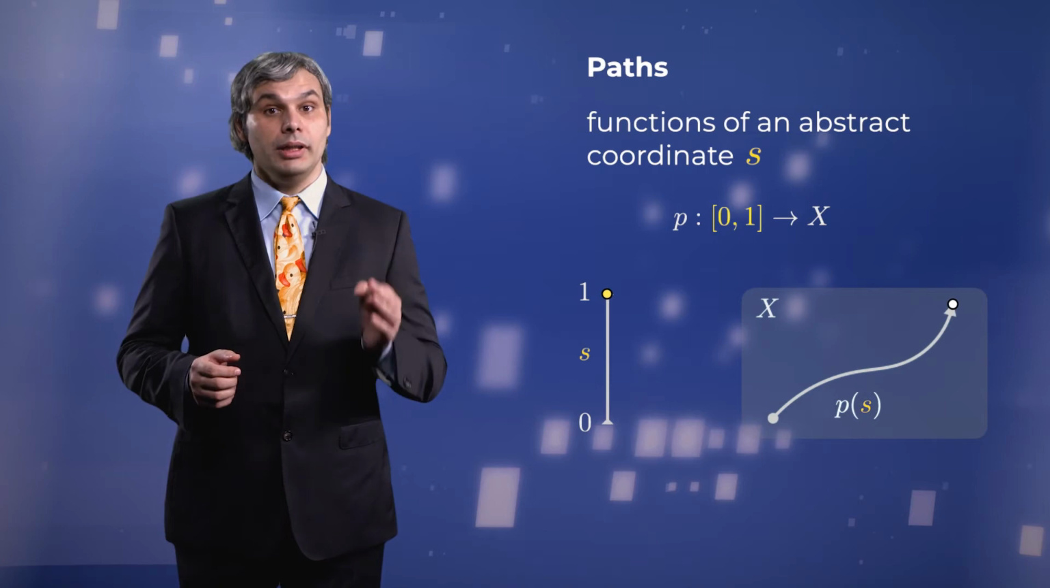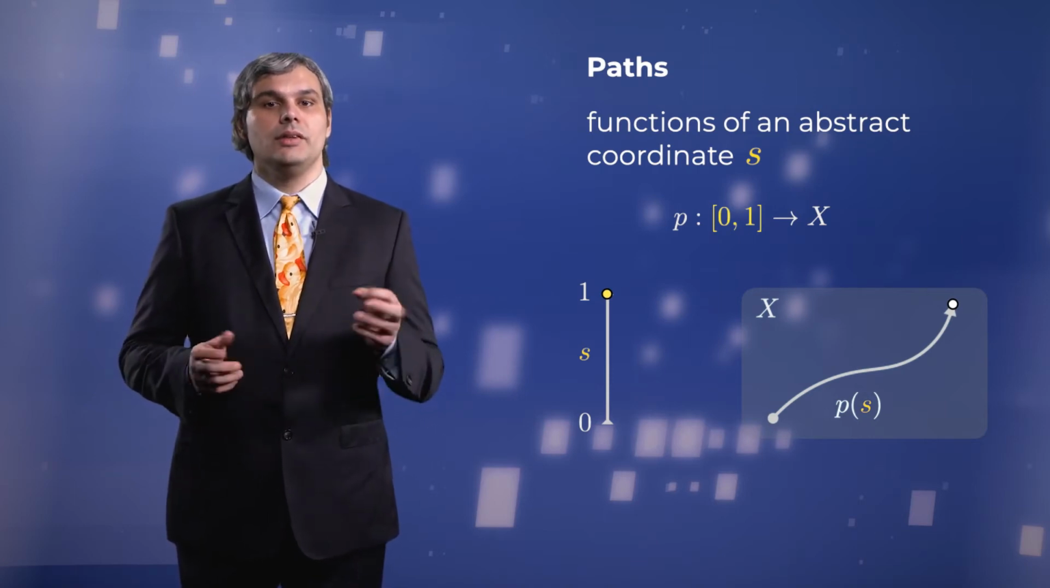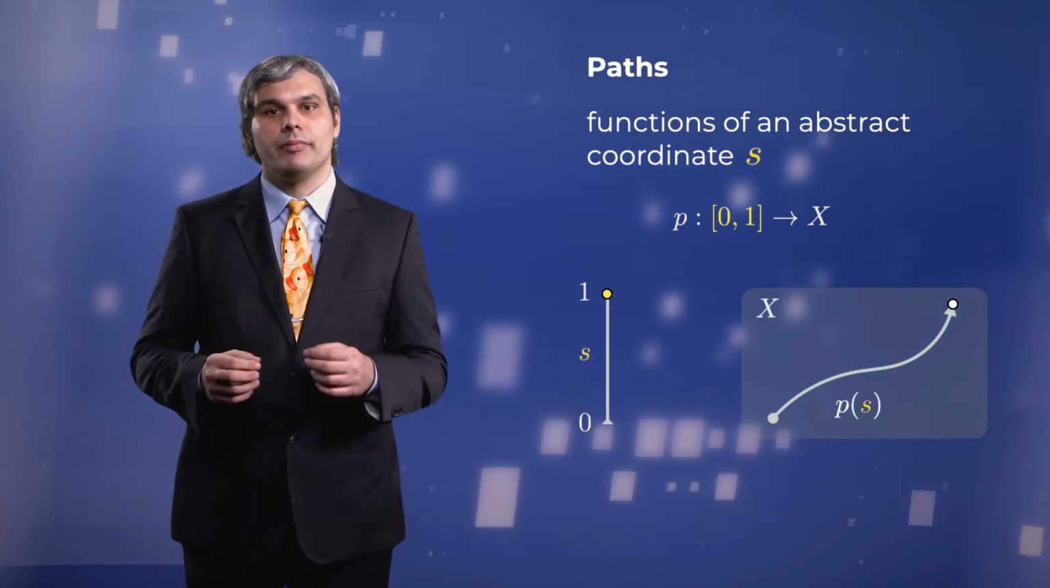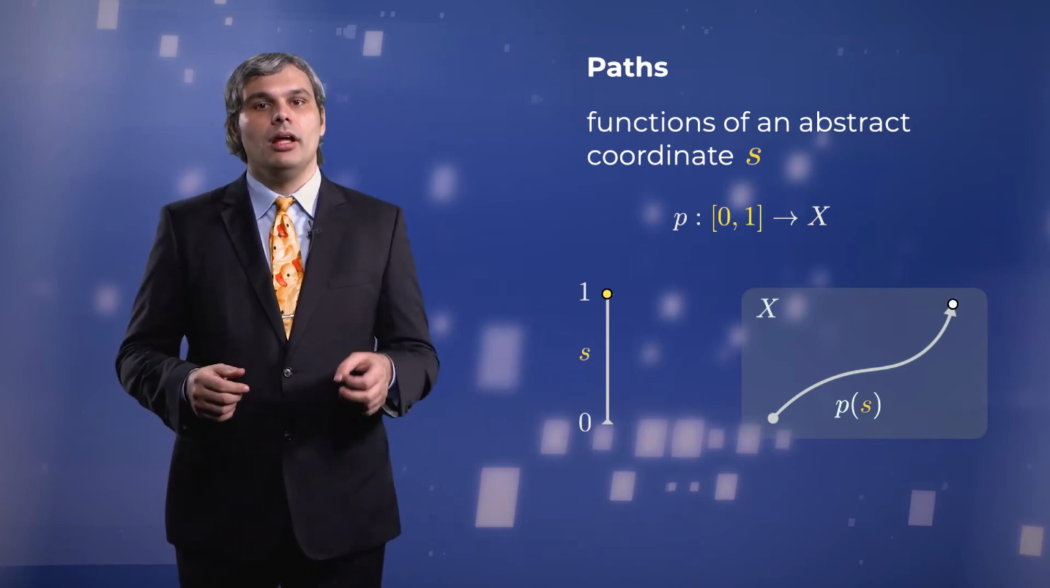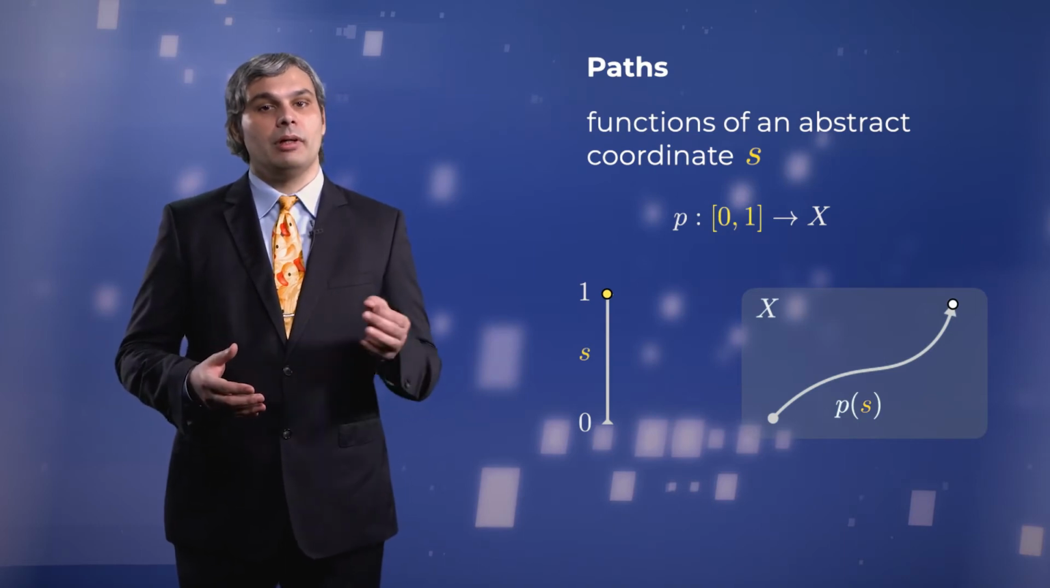Note that there could be different functions P of s that trace the same curve. According to this definition, they are different paths. Sometimes when we say path, we mean all the paths that have the same graph. That is, paths up to reparametrization.